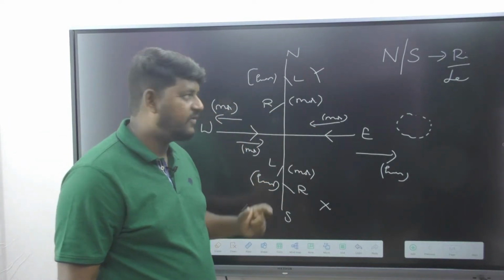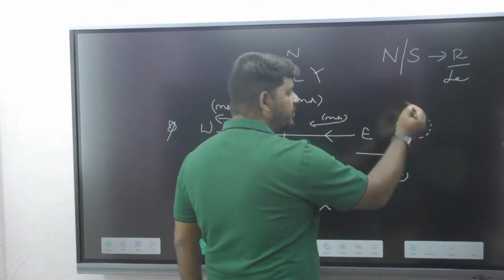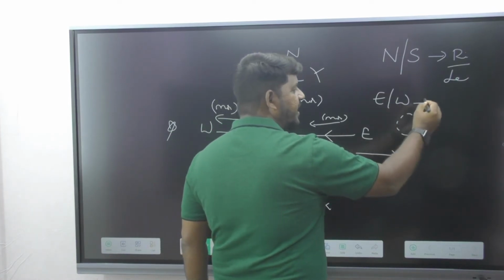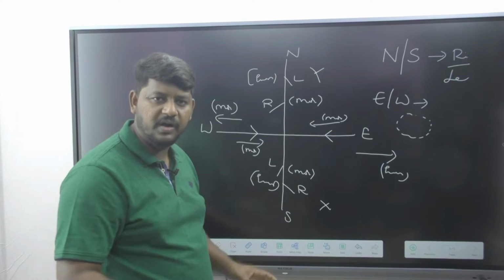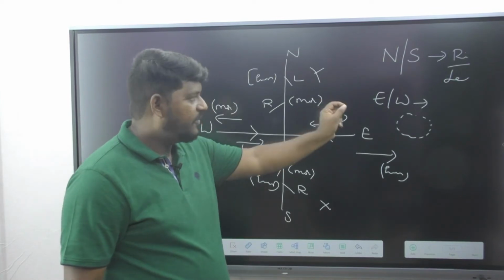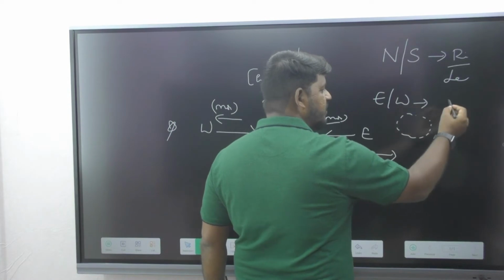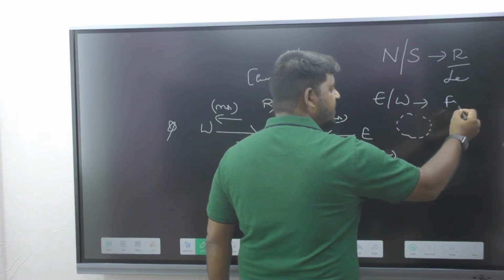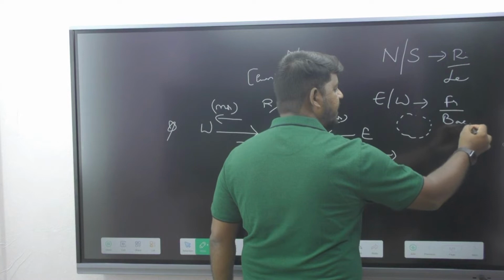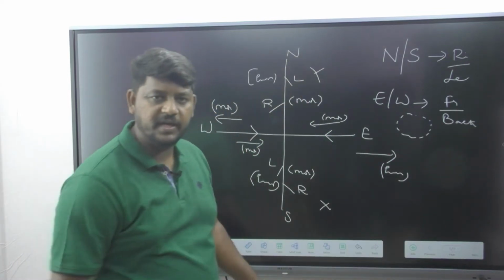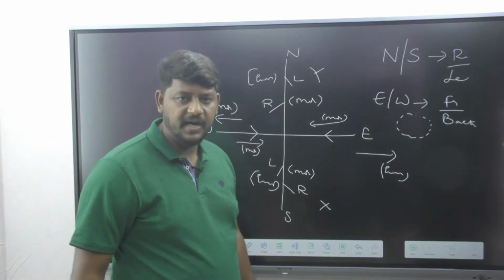Please remember this information. So I wanted to tell you here, east and west direction by default, whether it is morning or evening, if a person is standing in the east and west, they either observe their shadow towards the front side or back side. They are never going to be observing their shadow towards their right side and left side.